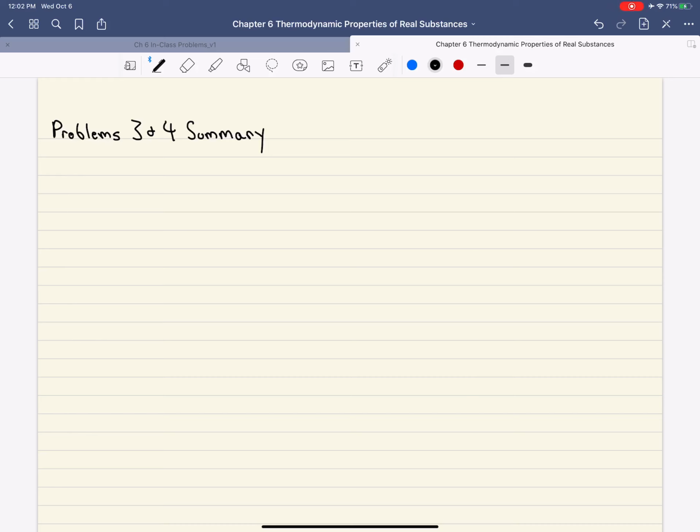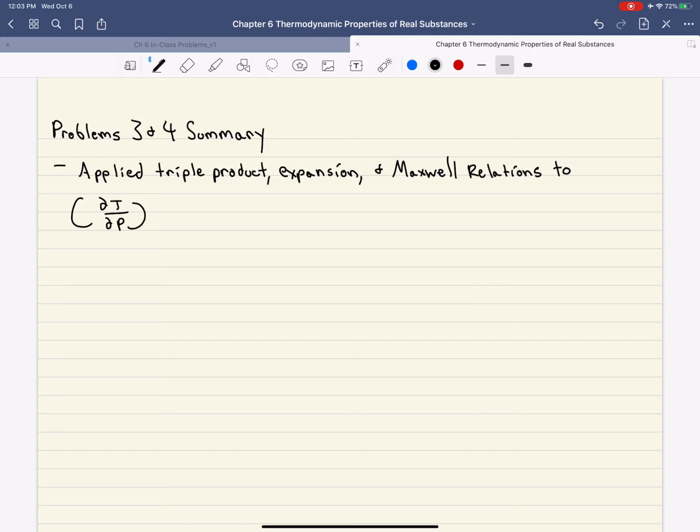Let's recap what we learned by doing problems 3 and 4. In problem 3, we applied the combo of the triple product, the expansion rule, and also our Maxwell relation, and that allowed us to figure out what this dT/dP at constant H partial derivative was.